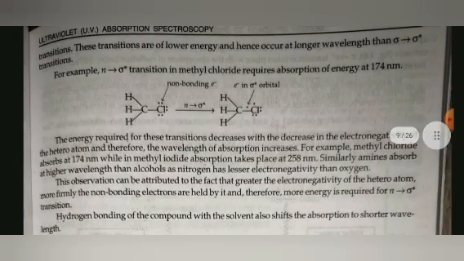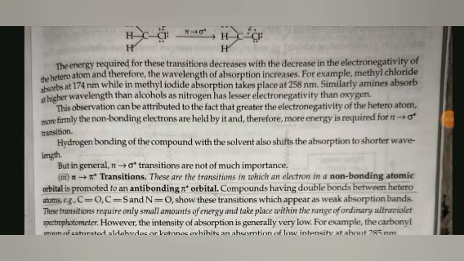These transitions are of lower energy and hence occur at longer wavelength than sigma to sigma star transition. For example, the n to sigma star transition in methyl chloride requires absorption of energy at 174 nanometers. The energy required for these transitions decreases with the decrease in the electronegativity of the heteroatom, and therefore the wavelength of absorption increases. For example, methyl chloride absorbs at 174 nanometers while in methyl iodide absorption takes place at 258 nanometers. Similarly, amines absorb at higher wavelength than alcohols as nitrogen has lesser electronegativity than oxygen.